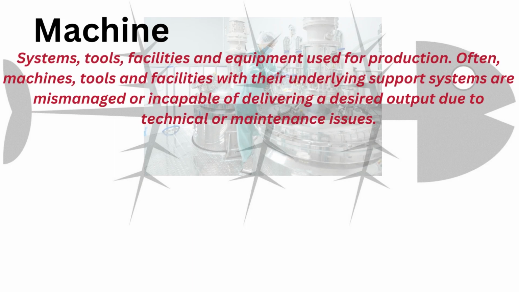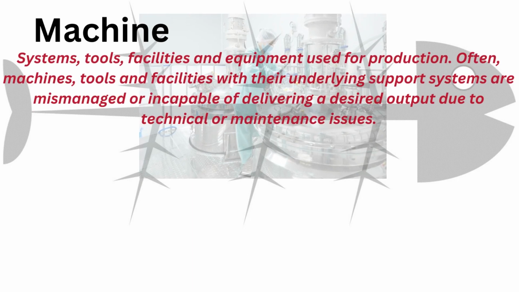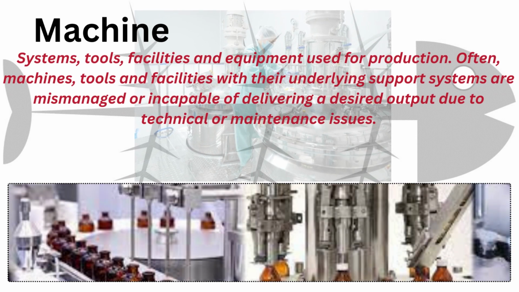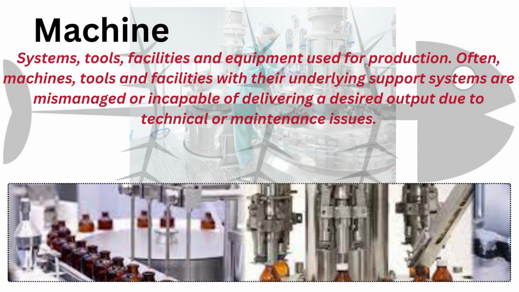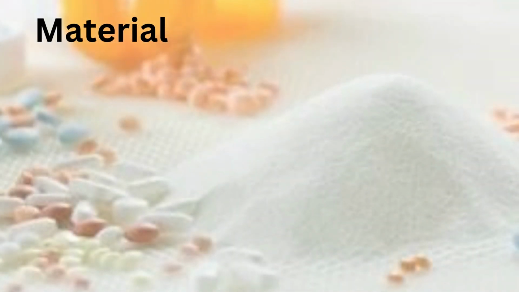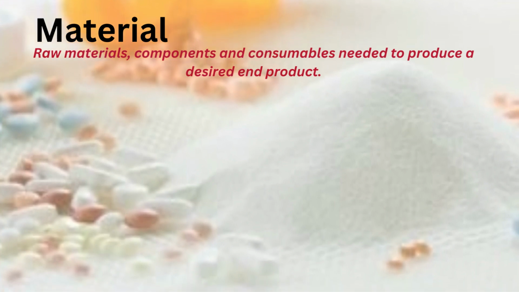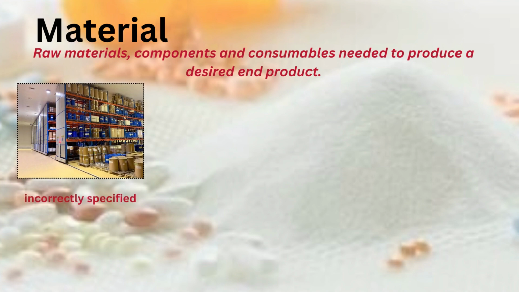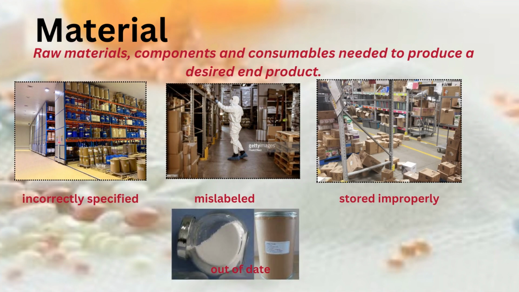Machine. Systems, tools, facilities and equipment used for production. Often, machines, tools and facilities with their underlying support systems are mismanaged or incapable of delivering a desired output due to technical or maintenance issues. Material. Raw materials, components and consumables needed to produce a desired end product. Materials are often mismanaged by way of being incorrectly specified, mislabeled, stored improperly, out of date, among other factors.